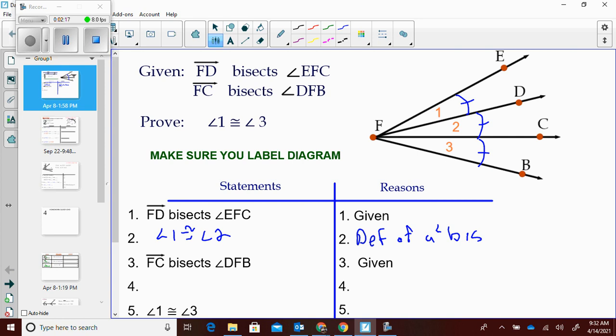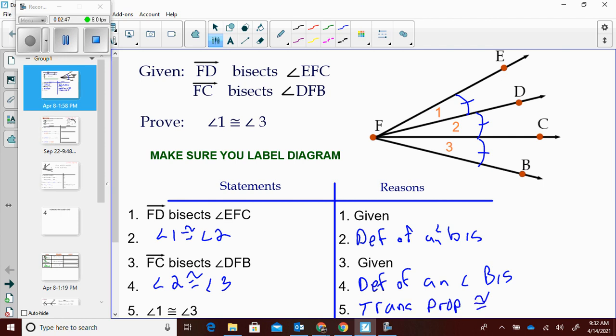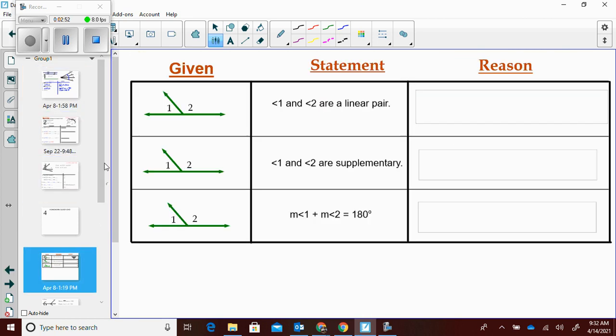stating things in a logical manner with proof, with reasoning, right? So we need to know, hey, if I'm talking about FD bisecting, it gives me 1 and 2. FC gives me angle 2 congruent to angle 3. Definition of an angle bisector. And then now 1 is congruent to 3. If two angles are congruent to the same angle, the transitive property of congruence. We've gone over these two.